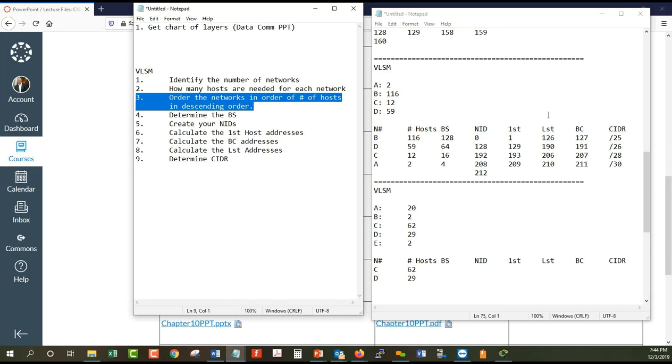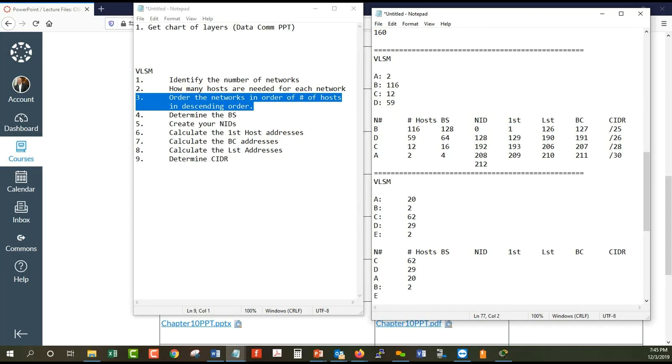We put down C because that was the largest. Then the next was D at 29. And not quite. How about network A? Because that needs 20. Okay, there you go. Very good. And then we need to have, let's see, where am I? 2 and 2. So I'm going to put B down for 2, and I'm going to put E down for 2.